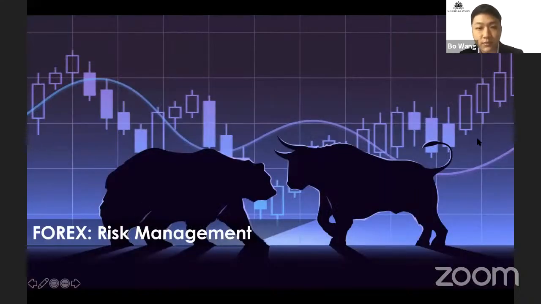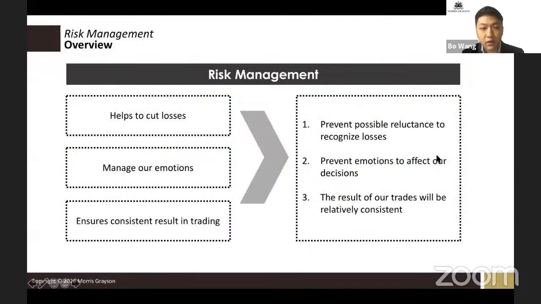Coming to the risk management part, risk management actually plays a crucial role in trading. It can help us to cut our losses in losing trades and manage our emotions so that we won't let our emotions take control of us and make silly mistakes. Lastly, with proper risk management, we can achieve a more consistent result in our trades. So how can risk management help to achieve all the above that I just mentioned?